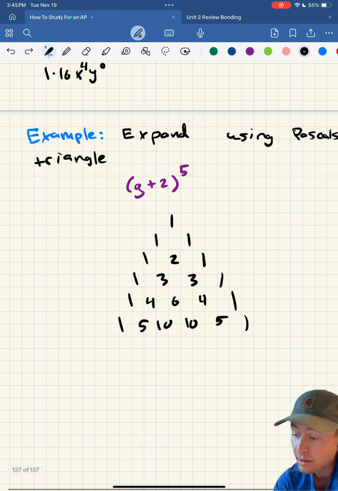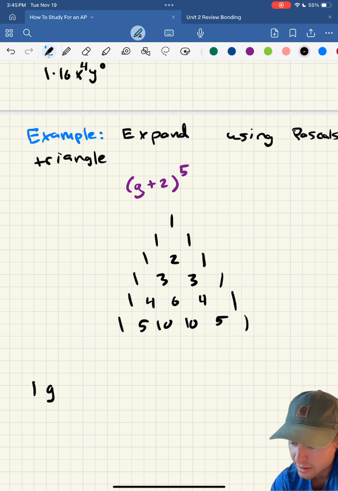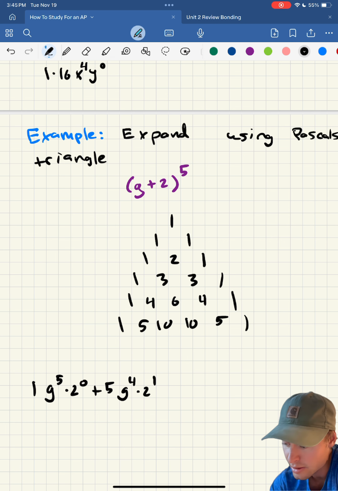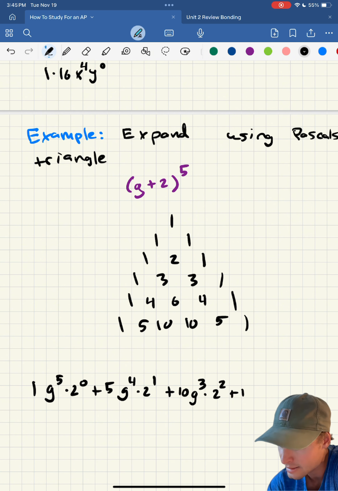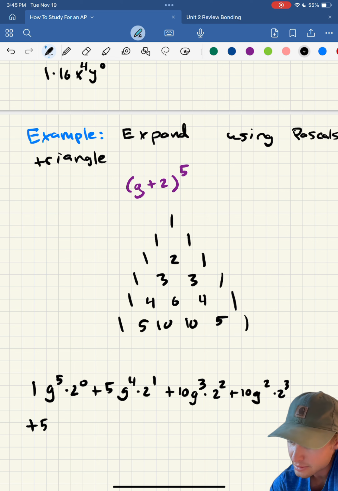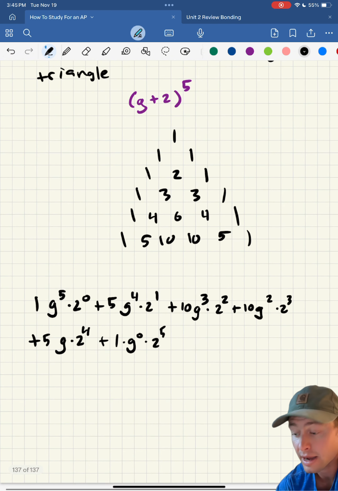And so this is going to be 1 times g to the 5th times 2 to the 0, plus 5 times g to the 4th times 2 to the 1, plus 10 times g cubed times 2 squared, plus 10 times g squared times 2 cubed, plus 5 times g times 2 to the 4th, plus 1 times g to the 0 times 2 to the 5th. Okay, and then you can just simplify everything.